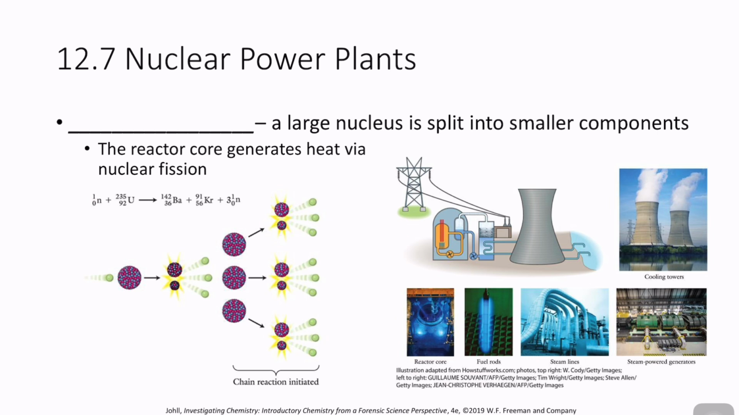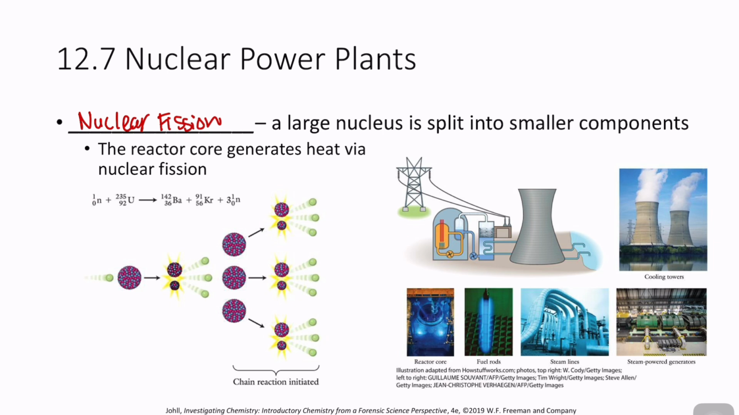In a nuclear power plant, we can have a reactor core, fuel rods, and then these different steam lines. The reactor core generates heat by a nuclear reaction that is called nuclear fission. And this is where you have a large nucleus and it splits into smaller nuclei. What's neat about this is we can get a chain reaction.